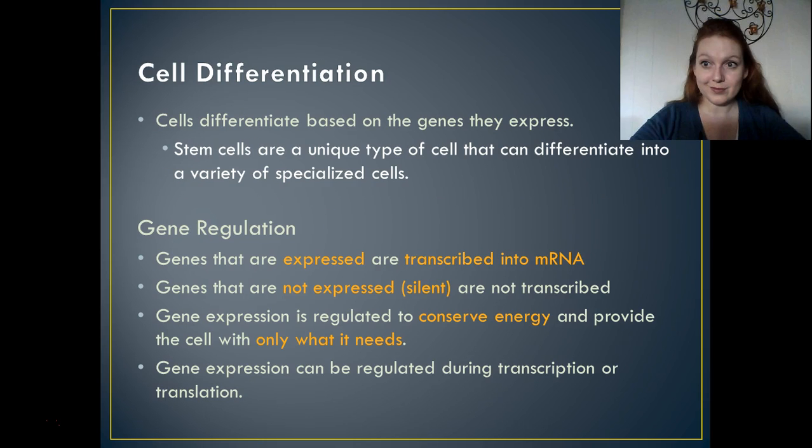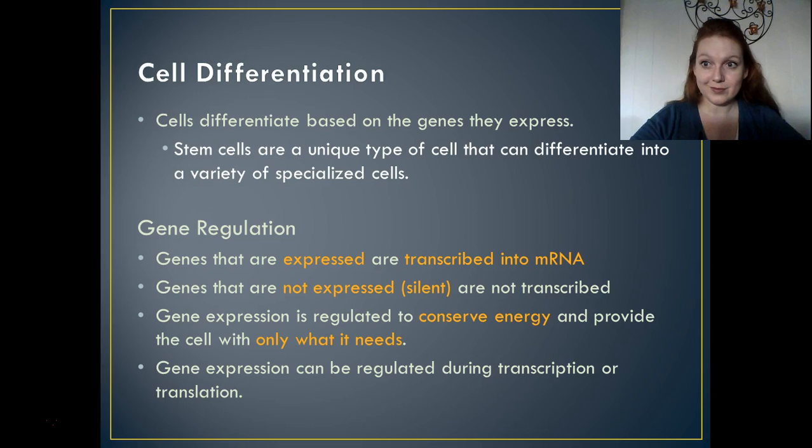So when we actually talk about how one cell becomes, let's say, a liver cell as opposed to a bone cell or a red blood cell, this is based off of cell differentiation. Okay, so cells are different based off of the genes that they express. All of these come from stem cells, which are the unique type of cells that can differentiate into a variety of specialized cells. I call them like the little cells of all the possibilities, stem cells.